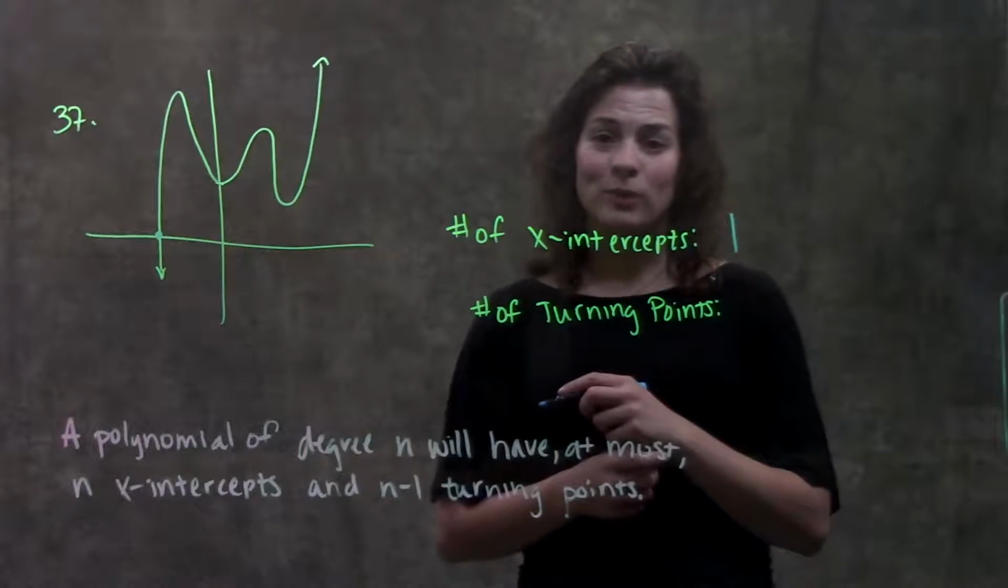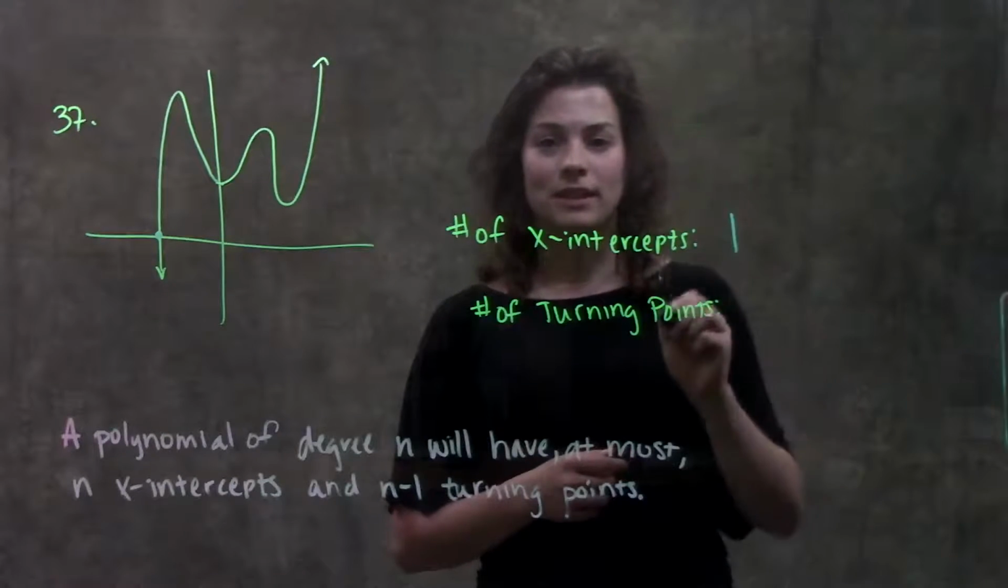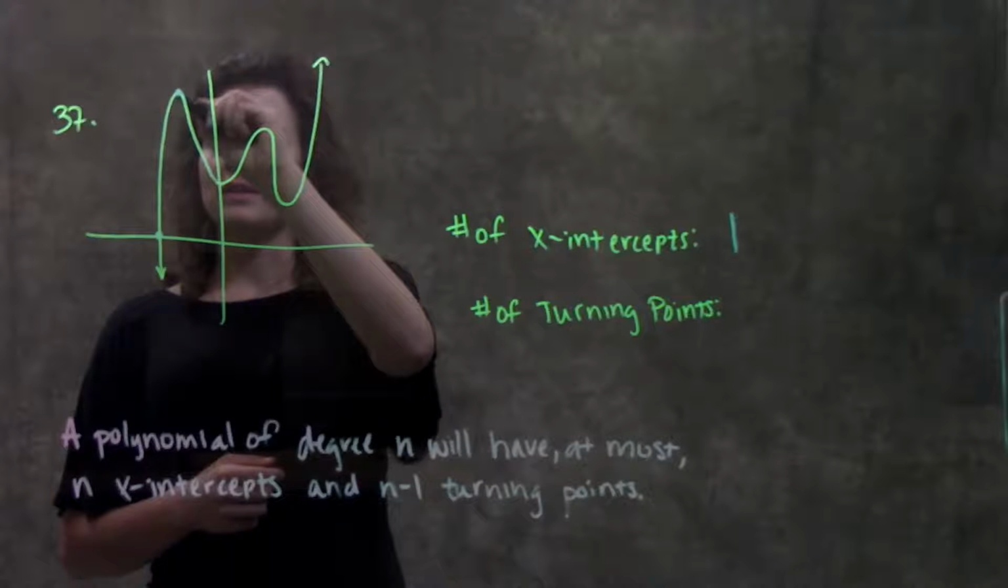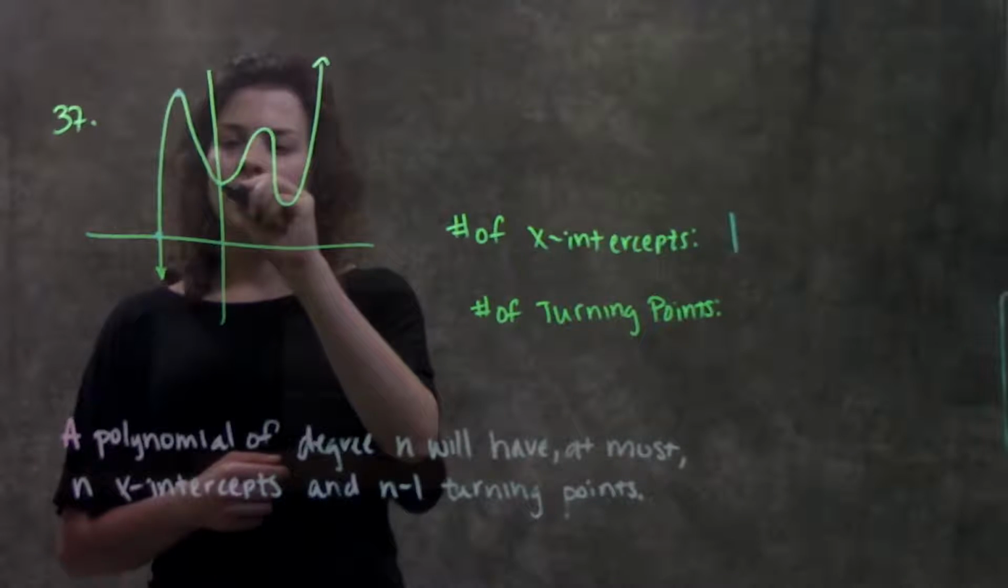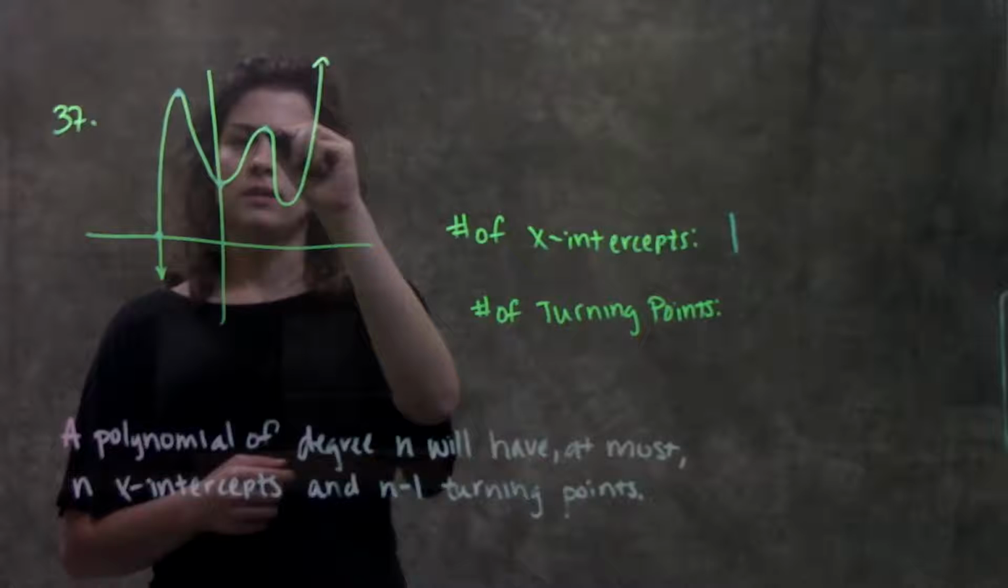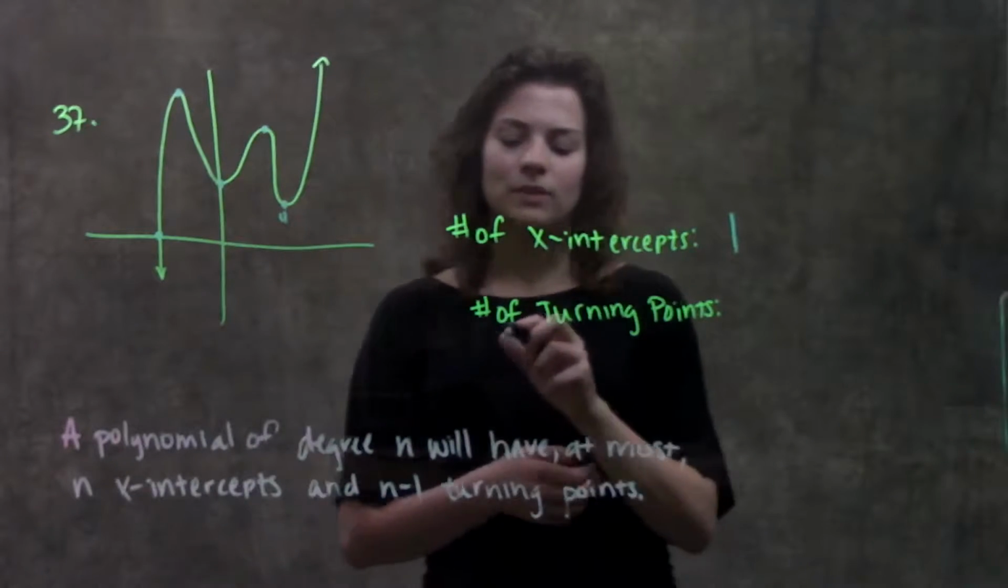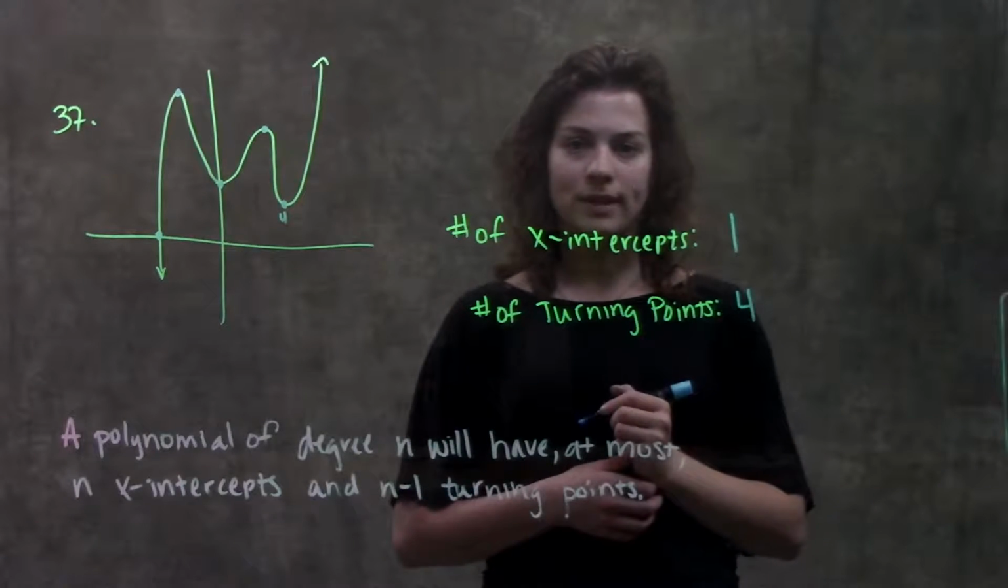The number of turning points is just wherever the graph turns from increasing to decreasing or vice versa. So I see that from here it's going from increasing to decreasing. So here's one turning point. Here it changes again, second turning point. Here's a third turning point, and here's a fourth turning point. So that means that I have 4 turning points.